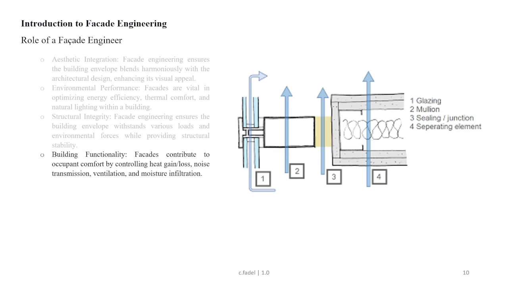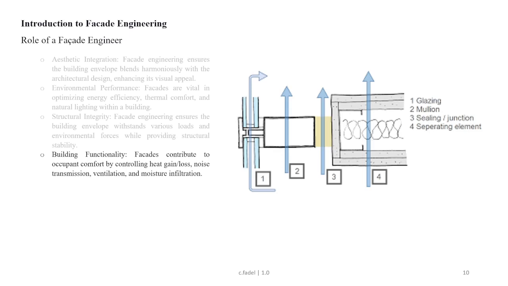Next thing is the building functionality. So facade contributes to occupants' comfort by controlling heat gain and loss, noise transmission, ventilation, and moisture infiltration. Each of these aspects contributes to creating a comfortable and healthy indoor environment. So as a facade engineer, we have to consider the heat gain and loss control, because the facade acts as a thermal barrier to regulate the transfer of heat between the interior and exterior, or vice versa. Through the use of insulation material like energy efficient glazing systems and well-designed facade assemblies, a facade engineer could help to minimize the heat gain during hot weather and heat loss during colder periods. By controlling the heat transfer, the facade contributes to maintaining a comfortable and consistent indoor temperature.